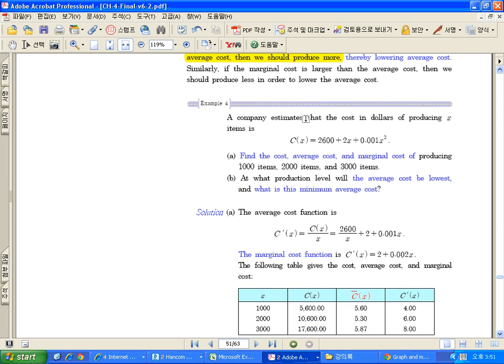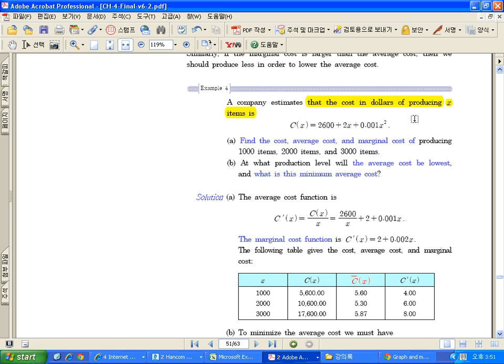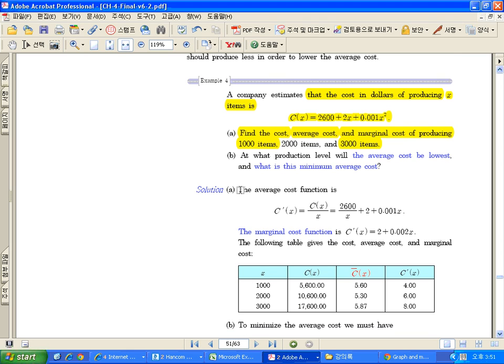A company estimates that the cost in dollars of producing X items, C of X, is like this polynomial. Then find the cost, average cost, and marginal cost of producing 1,000 items, 2,000 items, and 3,000 items. Let's find it. The average cost function is like this from here. The first derivative can be found like this. So the marginal cost function simplifies to 2 plus 0.002x.